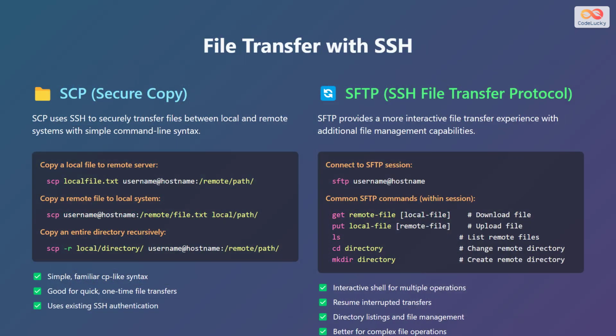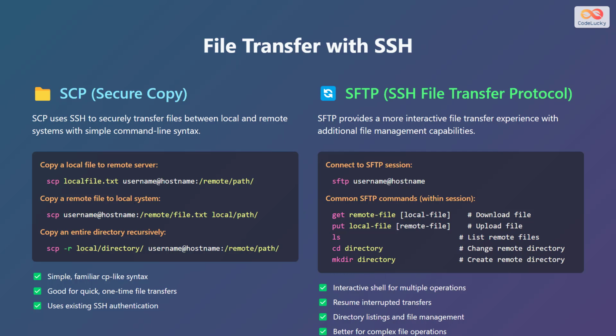Now let's look at file transfer with SSH using SCP and SFTP. SCP, which stands for Secure Copy, uses SSH to securely transfer files between local and remote systems with simple command line syntax. SFTP, which stands for SSH File Transfer Protocol, provides a more interactive file transfer experience with additional file management capabilities. To copy a local file to a remote server using SCP, use the command scp localfile.txt username@hostname:/remote/path/.